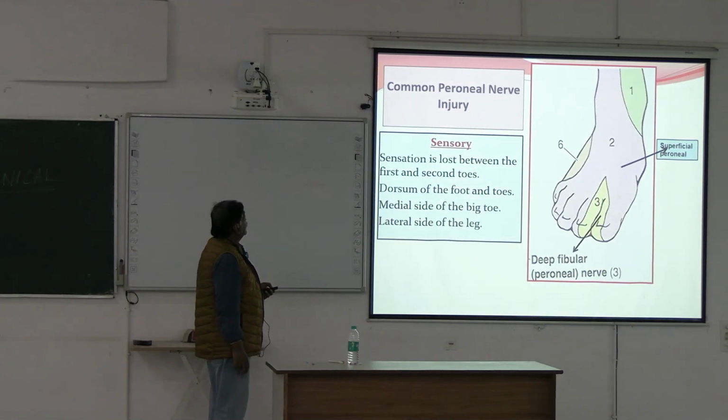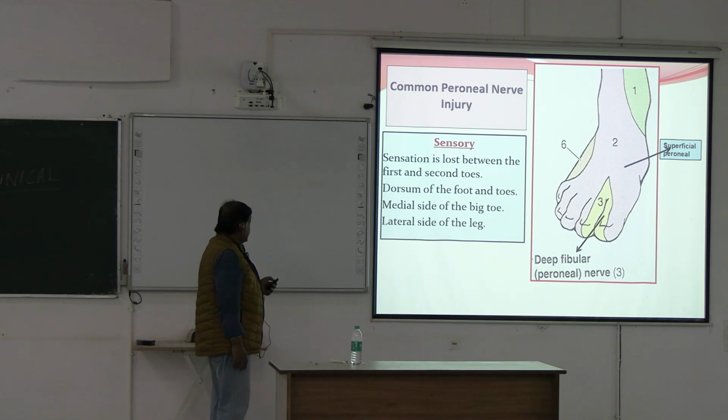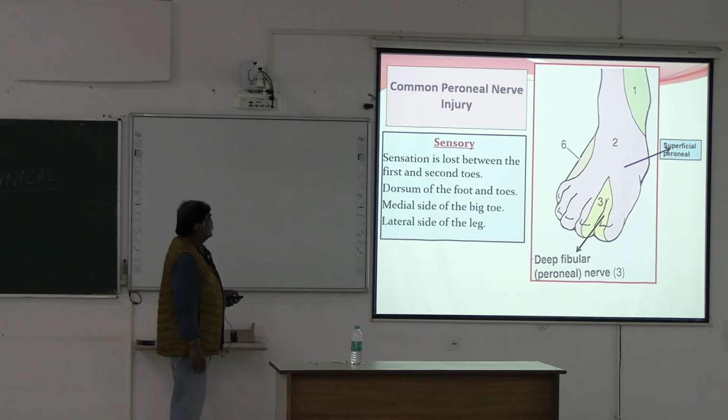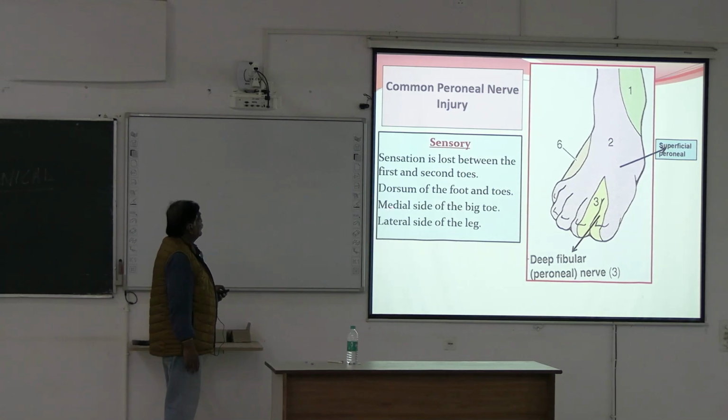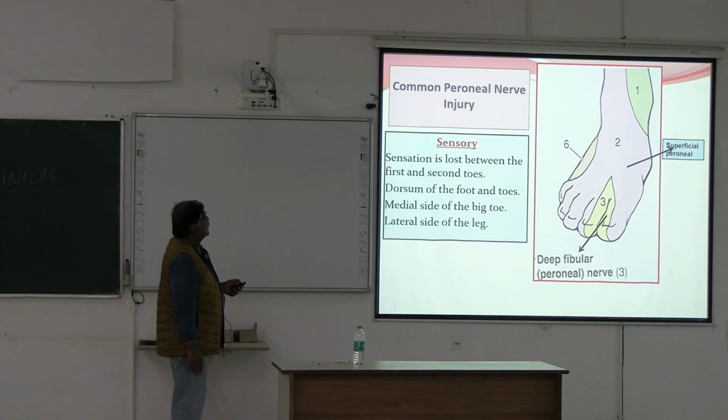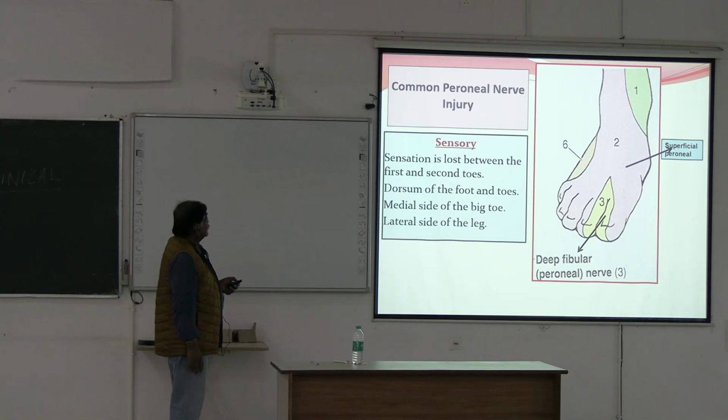Now in common peroneal nerve injury, sensation is lost between the first and second toes, and on the dorsum of the foot and toes, the medial side of the big toe, this is the medial side of the big toe. Now the lateral side of the leg, this is the lateral side of the leg. Okay.